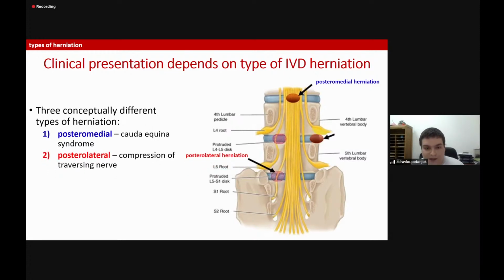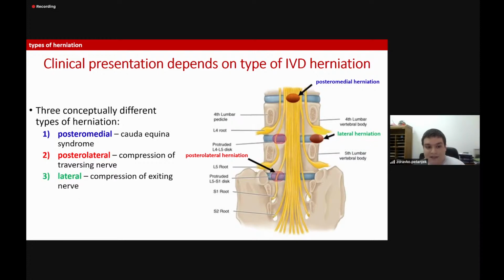A much more common type of herniation, and the most common type, is so-called posterolateral or paracentral herniation, where the herniation of the intervertebral disc occurs right next to the posterior longitudinal ligament and compresses in the lumbar and sacral spine the traversing nerve, which means that it actually compresses not the nerve of the same segment, but the nerve of one segment below.